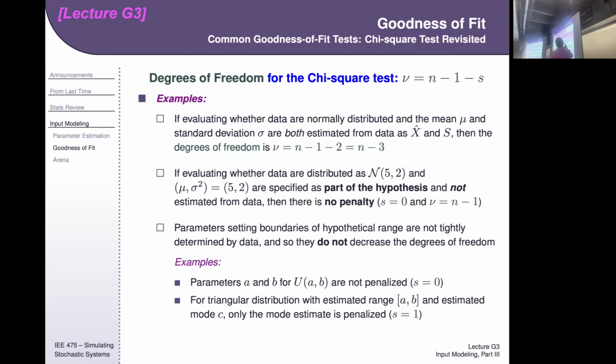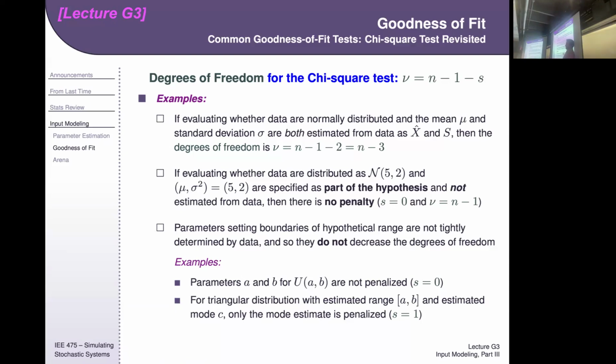Alternatively, if someone says, hypothetically speaking, these data are normally distributed with a mean of 5 and a variance of 2, the 5 and 2 did not come from the data. They came from the hypothesis. Somebody said, hypothetically, this is where I think the data should be. In that case, those parameters were not estimated. I do not lose degrees of freedom. So in that case, I just subtract 1 from the number of bins. So I don't penalize for parameters.